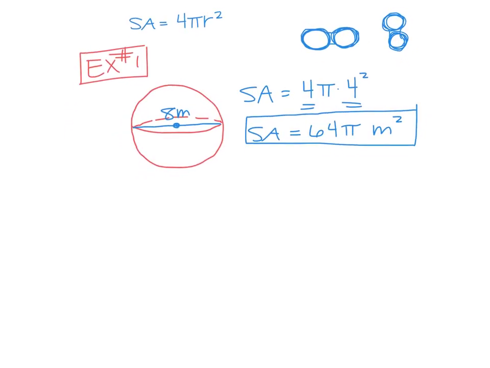Second example. This one takes a little more thought. We're going to talk about Earth, which I know is an oblate spheroid. I hear it every year. It's not a sphere, but we're going to pretend it's a sphere, okay? And say the equator of Earth.